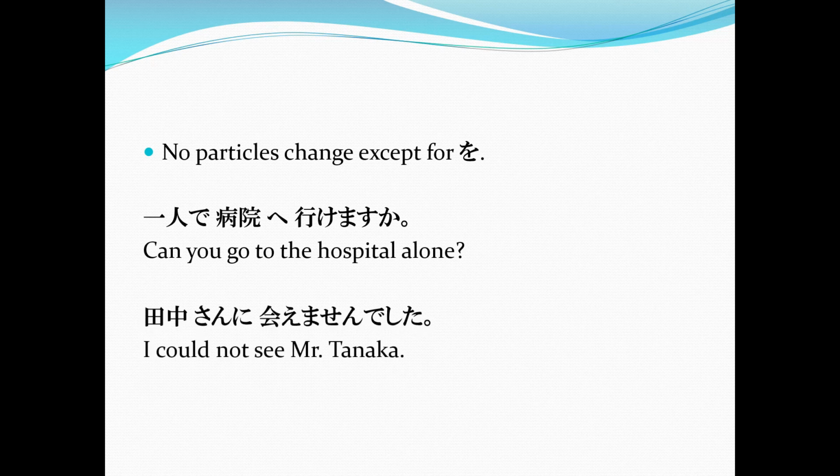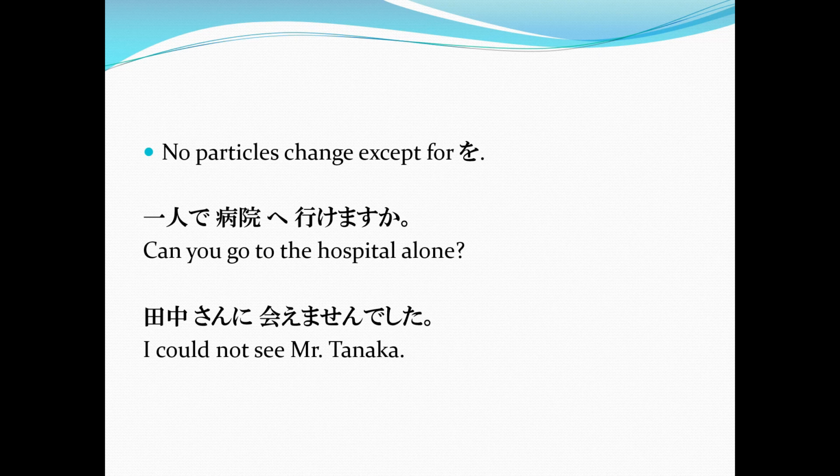Another example. Tanaka-san ni aemasen deshita. Again, Tanaka-san ni aemasen deshita. I could not see Mr. Tanaka, or I could not meet Mr. Tanaka. So in this one, we all know that when we use the verb to meet, or aimasu, we always use the particle ni, not o, because we are referring to a person.